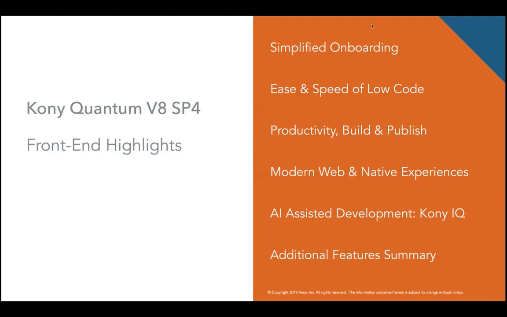So today we will discuss 5 major areas. One is the simplified onboarding. Two, ease and speed of low code. Three is productivity, build, and publish enhancements. Four, modern web and native experiences. And finally, we will look at the new and exciting AI-assisted development capabilities within the Kony Quantum release. What we are also going to do at the end of this is look at some additional features, and we'll quickly summarize the additional features within the product as part of this release, apart from these 5 focus areas that we have today. So let us start our first section.